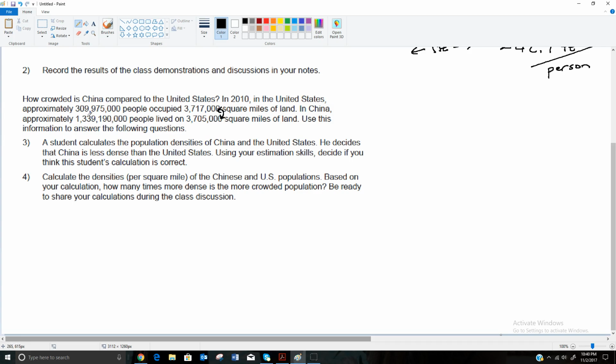And then we look over here and we see China has 1,339,000,000 people, and the U.S. only has 309 million people. So there's no way that the density of the population in China could be less than the density of the population in the U.S. There's a much higher number of people living in approximately the same area of land in China than there is in the U.S. So he has to be wrong, because the size of the countries are similar.